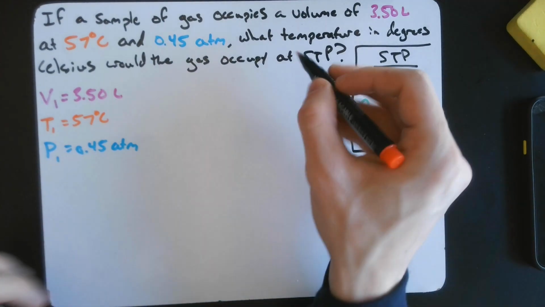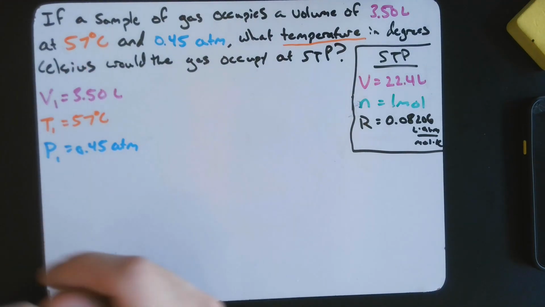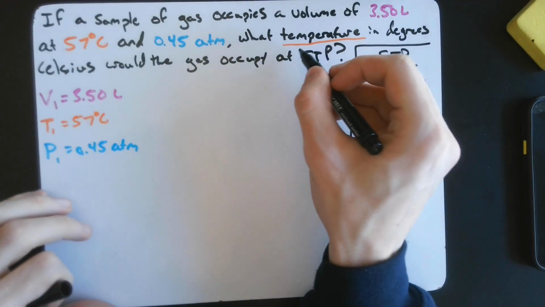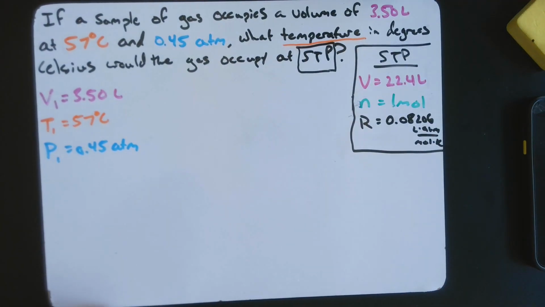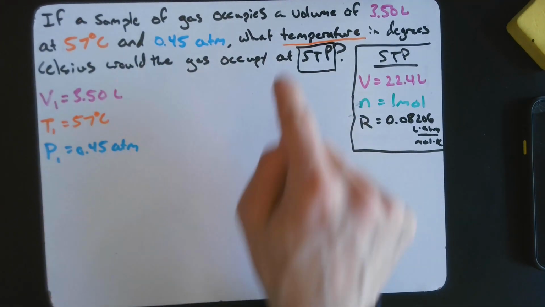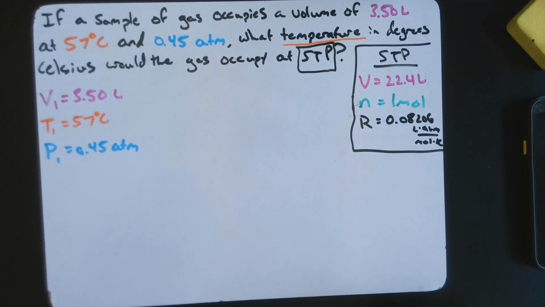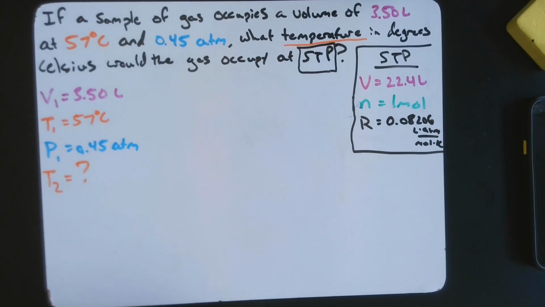We were asked what temperature the gas would occupy at STP? And this is a very loaded three letters, all right? Before we even deal with STP, let's think about what the question's asking. They want us to determine what the new temperature is going to be. So T2, I have no idea. I don't know what temperature 2 is, but that's our goal, right? That's what we're trying to figure out.